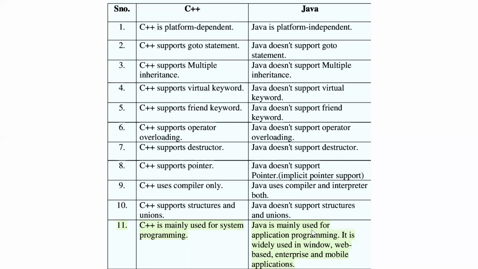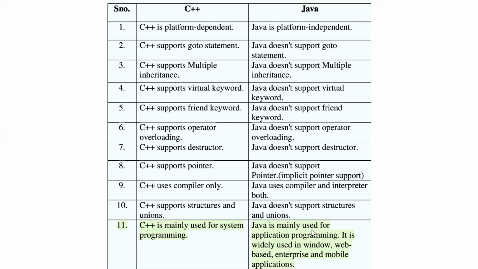What are the differences between C++ and Java? C++ is also a procedural language along with object-oriented programming, and C++ is platform dependent, whereas Java is platform independent. C++ supports the goto statement, Java doesn't support the goto statement. C++ supports multiple inheritance, whereas Java doesn't support multiple inheritance directly; again, you need to use a topic called interfaces.